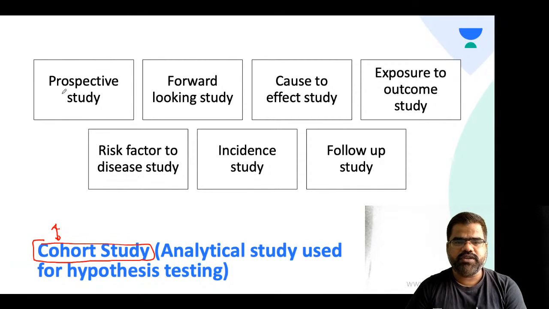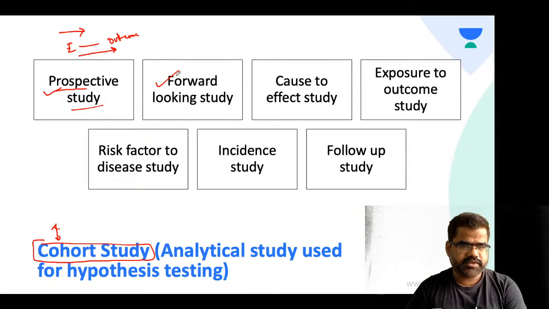Based on that, you can give many names to it. For example, a cohort study is also called a prospective study, because in a cohort study we move forward, from exposure to outcome, right? So we are moving from exposure to outcome, so we are moving forward. So it is a prospective study. When we are moving forward, we can also say forward-looking study. Exposure to outcome, can we say exposure as cause to effect study? So it is a cause to effect study. Exposure to outcome study. Risk factor to disease study. All these things are the same.